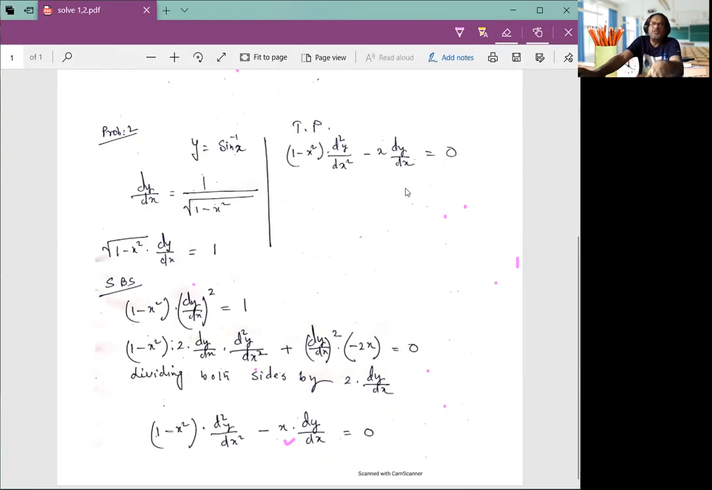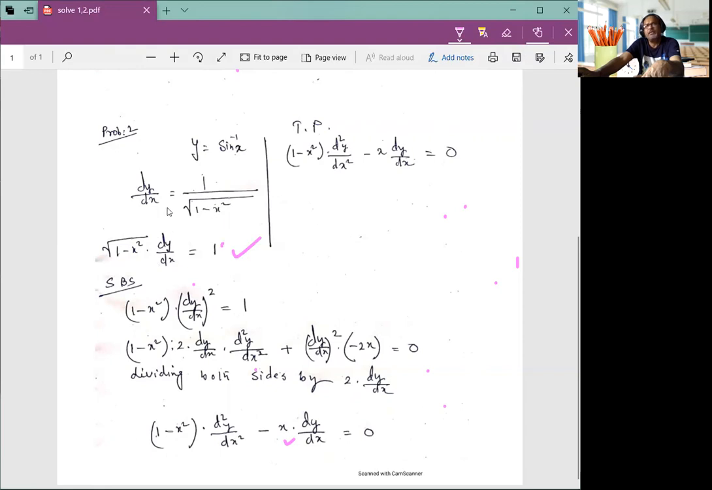Now how can you do this? I have told you in all cases you will see u by v form, but we don't like this, and therefore just bring this to that side. So this will become this and this will come to here. So root over 1 minus x square multiplied by dy/dx is equal to 1.